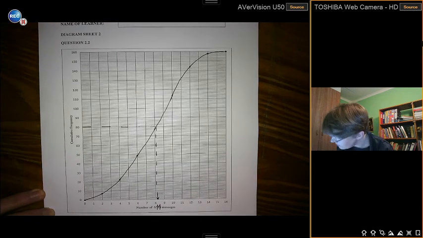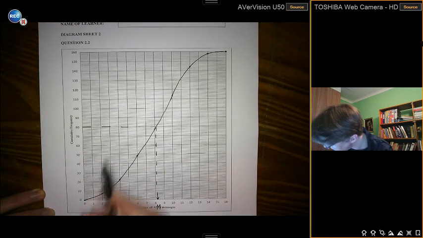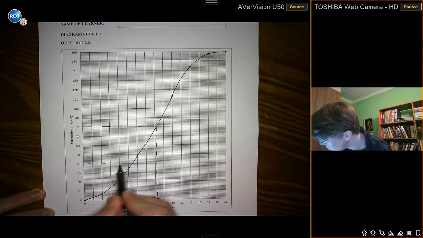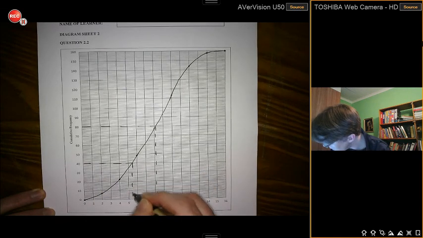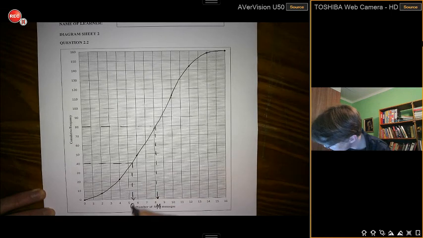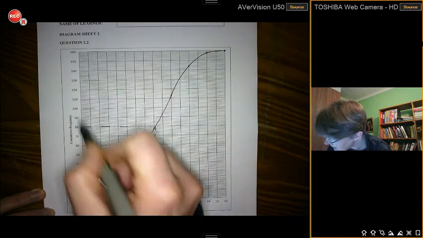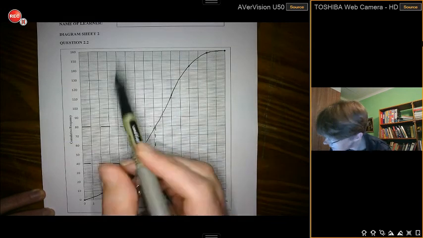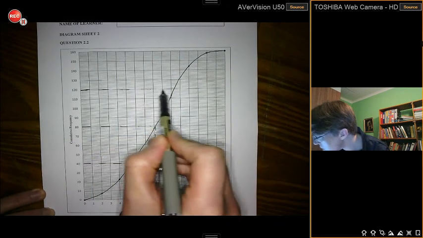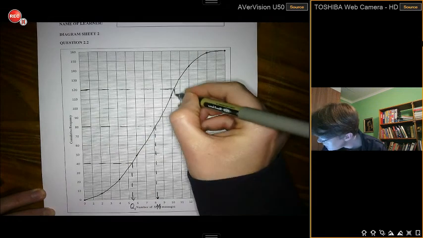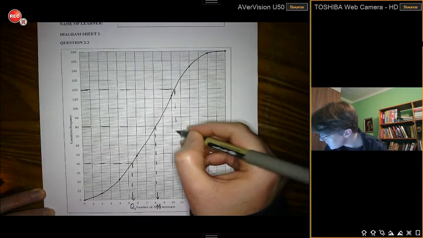And then I can do the same thing for the quartiles. I take 80, I divide that in half, which means 40. I go across and down. Right over there, that's where my lower quartile is located. And then for the upper quartile, at 120, I go across and down, and that is where my upper quartile is located.